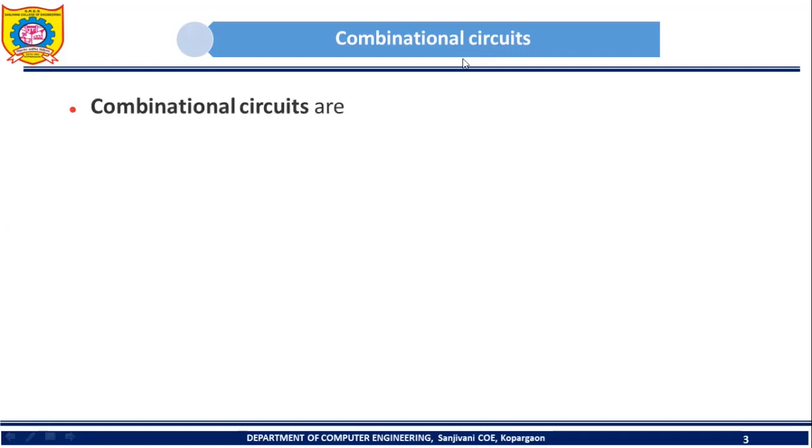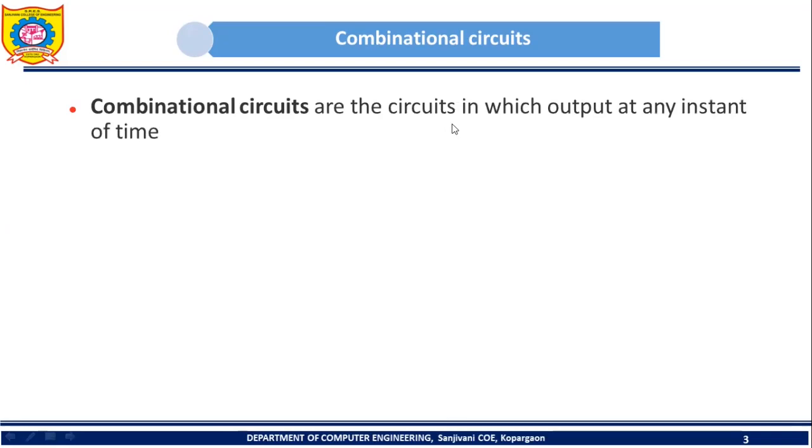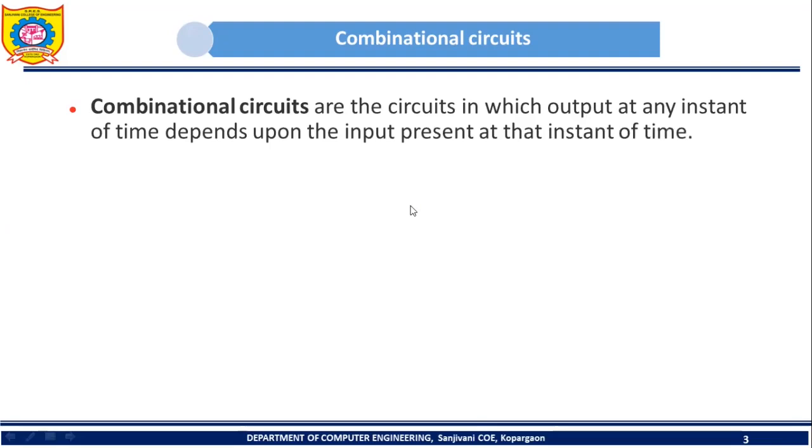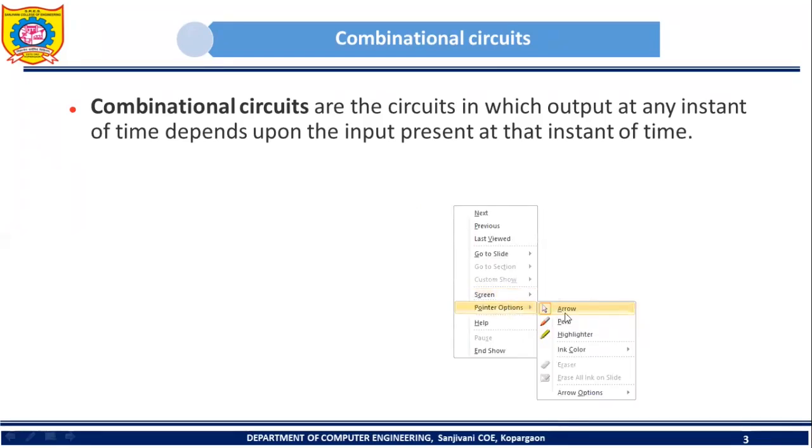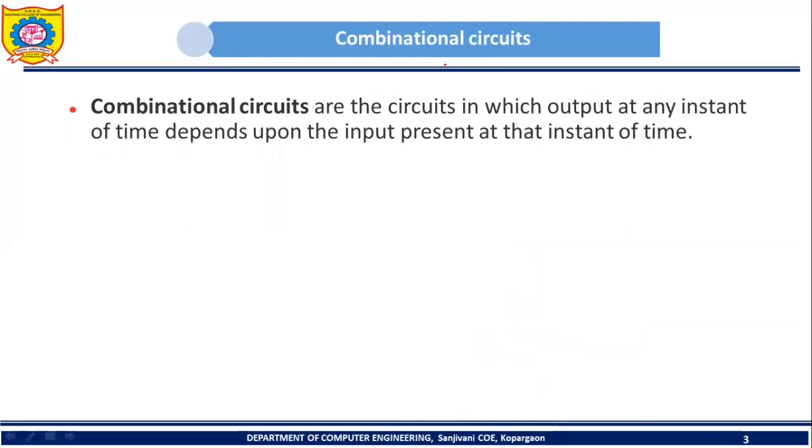So let's start. What is combinational circuit? What is definition of combinational circuit? So combinational circuits are the circuit in which output, okay. So when we say circuit, combinational circuit or a digital circuit, it is going to accept some input, it will process that particular input and then some output will be generated, right? So in case of combinational circuit, what is happening? Try to understand the output.